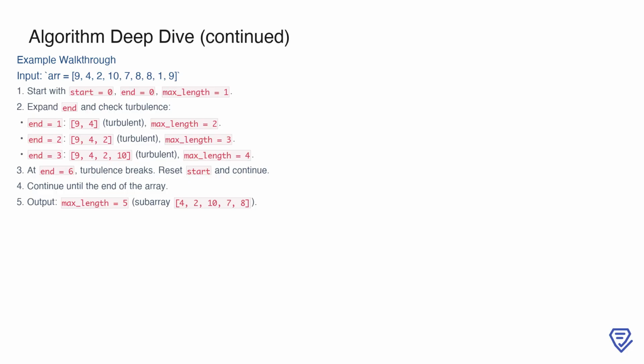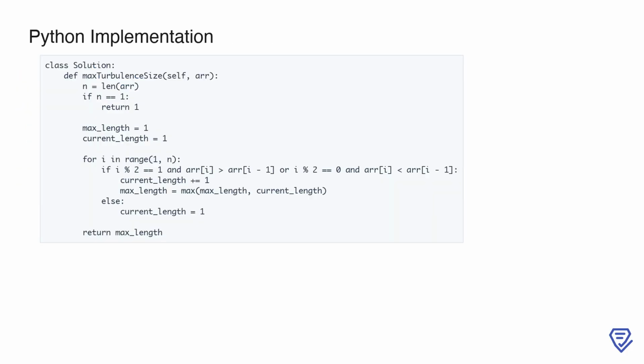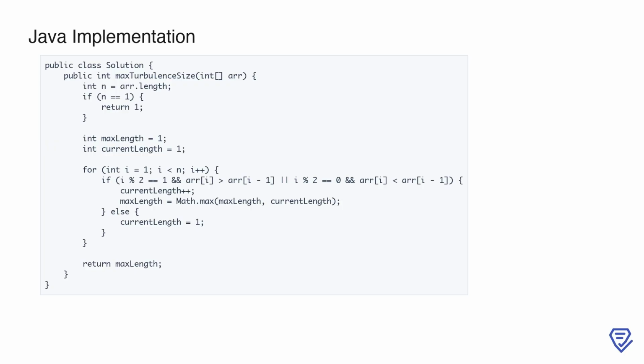This is the Java implementation of the longest turbulent subarray problem, directly mirroring the Python logic. The Java solution includes type declarations and follows standard Java conventions, such as using the Math.max method for comparisons. The code iterates through the array and calculates the maximum length of a turbulent subarray based on alternating comparisons, ensuring efficient performance with O(n) time complexity.